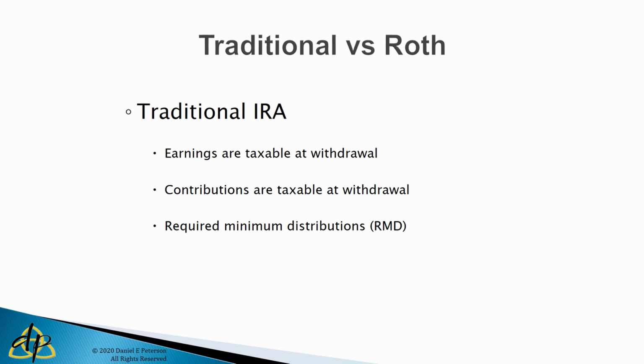If you take your traditional IRA out of your account before your age 59 and a half, it is subject to an early distribution penalty, with 2020 being an exception related to COVID-19 distributions.